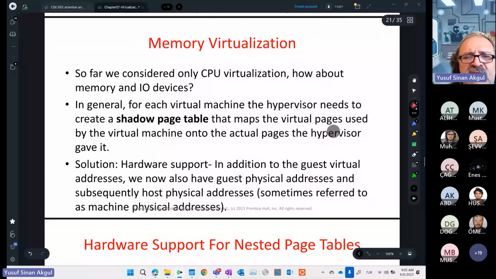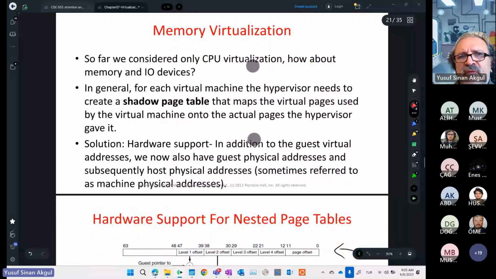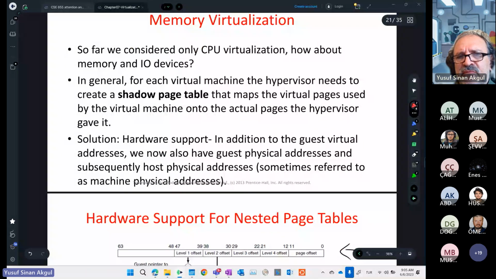So far we kept talking about CPU virtualization. If your CPU supports virtualization, it causes a trap if somebody executes a sensitive instruction, and that trap is handled by the hypervisor. That's the support of virtualization by the hardware for the CPU part.